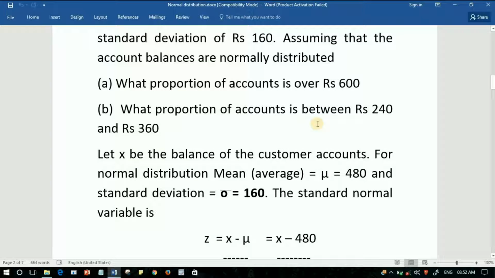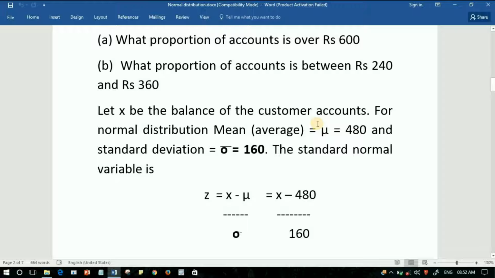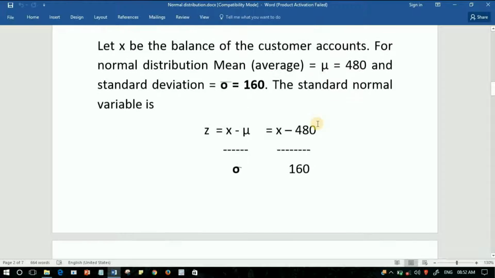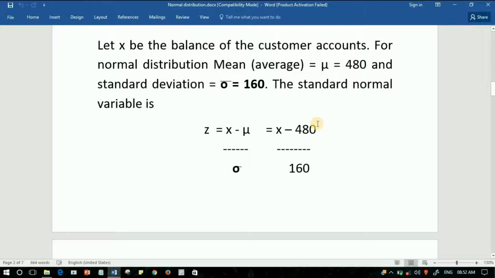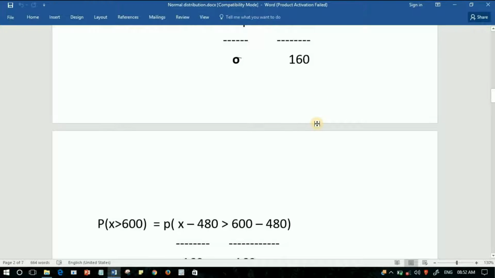Already we discussed z is equal to (x minus mean) by standard deviation, or (x minus mu) by sigma. Here mu is equal to 480, that is average, and standard deviation is 160. So z is equal to (x minus 480) by 160. When we are doing this transformation, our normal distribution converts into standard normal distribution.